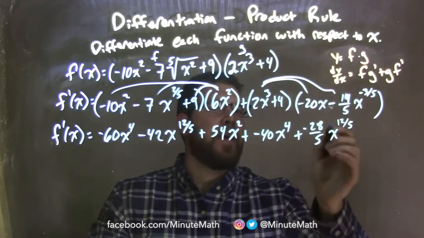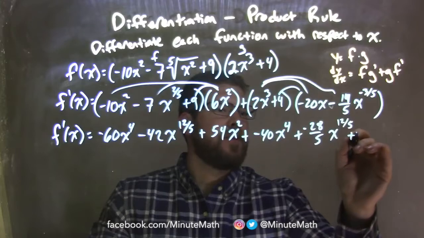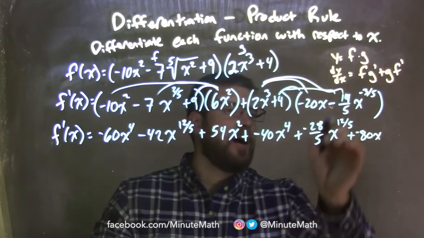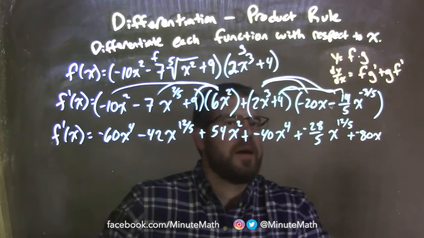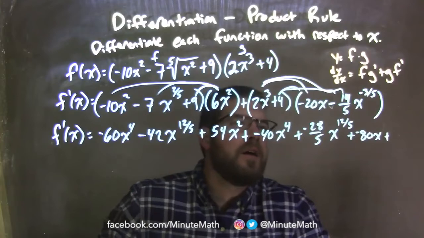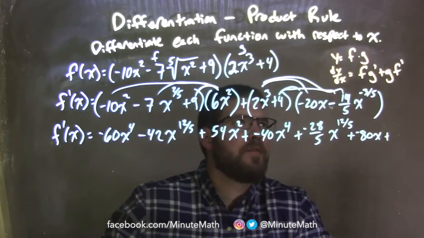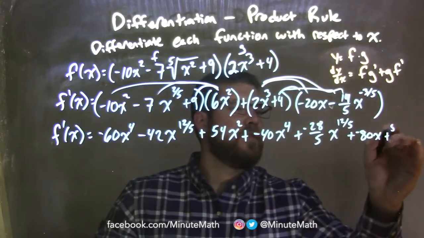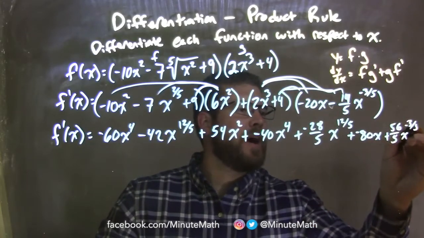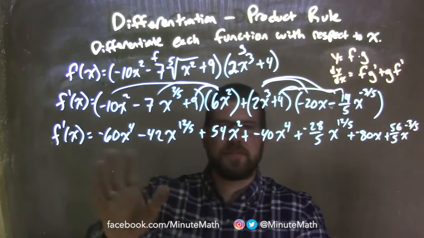Then we distribute again the 4 times a negative 20, so we have a negative 80x. And then 4 times right here, negative 14 over 5, 4 times 14 is 56. So we have 56 over 5, x to the negative 3/5 power. Okay, let's do some simplification here. Let's combine our like terms.